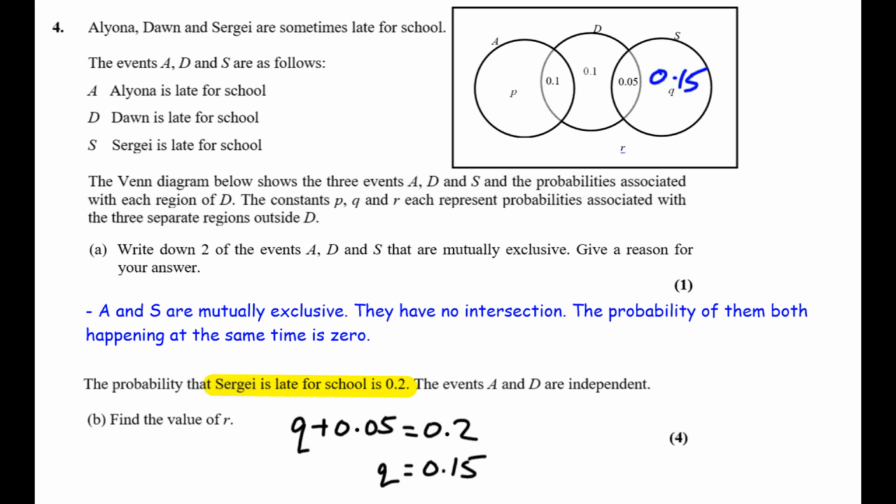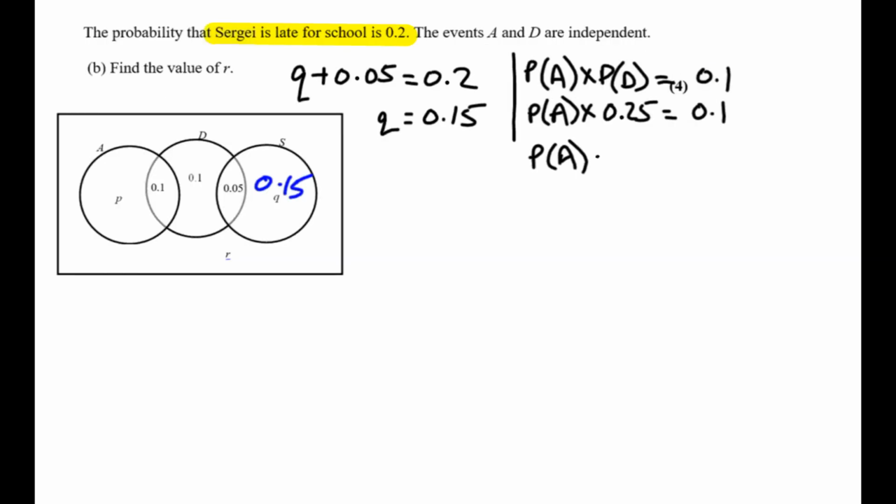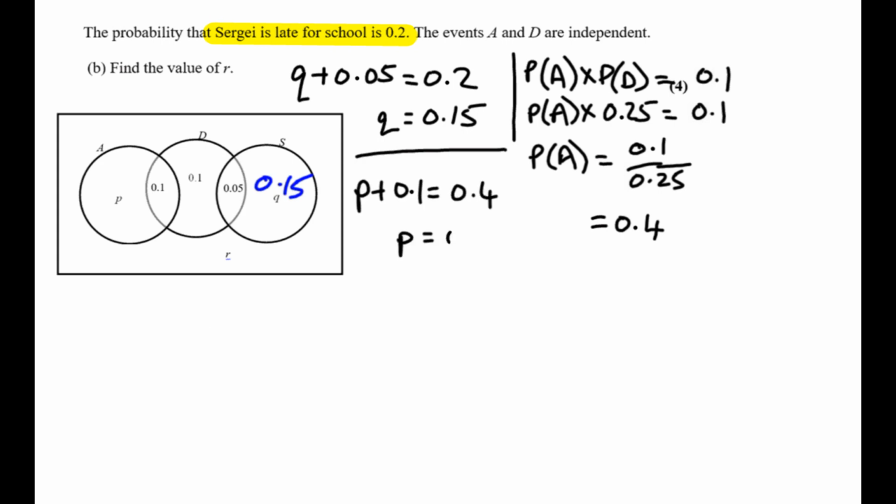Okay, on top of that, we were told that events A and D are independent. If they're independent, then the probability of one multiplied by the probability of the other must equal the intersection. So from there, I get that the probability of A multiplied by the probability of D must equal 0.1. I know the probability of D, it's 0.25. So the probability of A multiplied by 0.25 must equal 0.1. And once again, rearranging, the probability of A must equal 0.1 divided by 0.25. Okay, and if the probability of A is 0.4 in total, similarly to before, we then know that P plus 0.1 equals 0.4. P must equal 0.3.